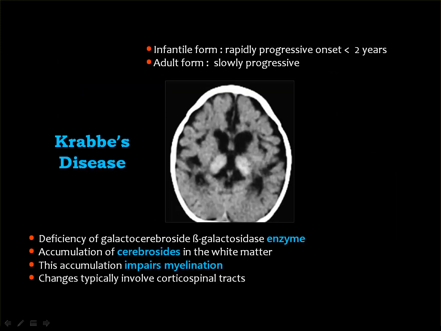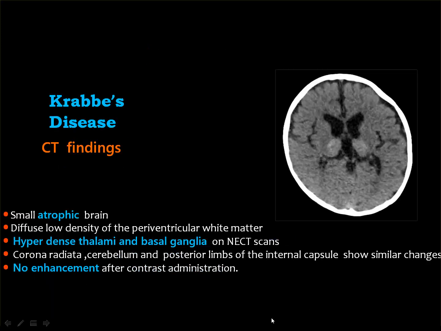Then Krabbe disease is, as I have mentioned, the only one which is diagnosed accurately by CT. We have two forms of the disease, the infantile and the adult. And there are two prominent features of this disease, which are the atrophic brain changes and the hyperdensity of the thalami. It is also the sequela of enzyme deficiency leading to impaired myelination.